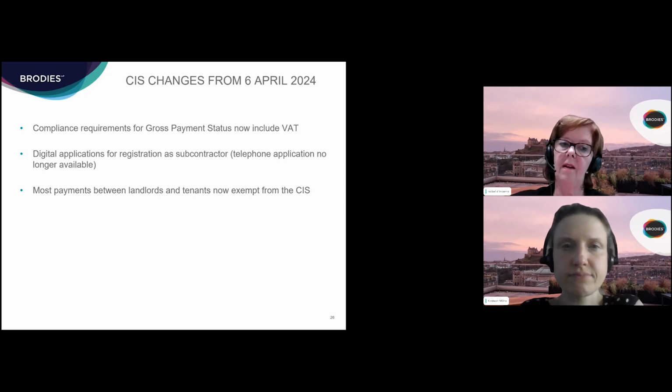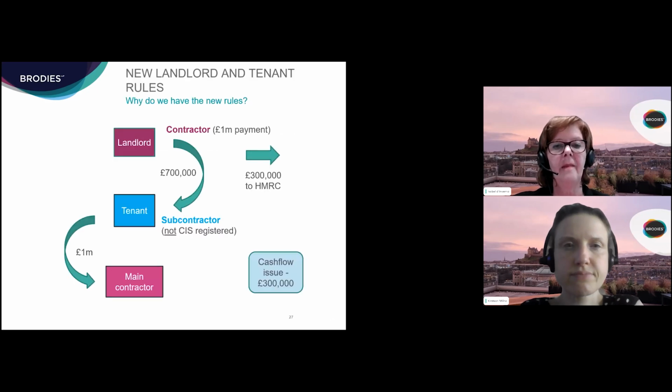So it's worth bearing in mind that that might not be such a quick process. But the big change is the landlord and tenants payment. So moving on to the next slide. Why do we have the new rules?